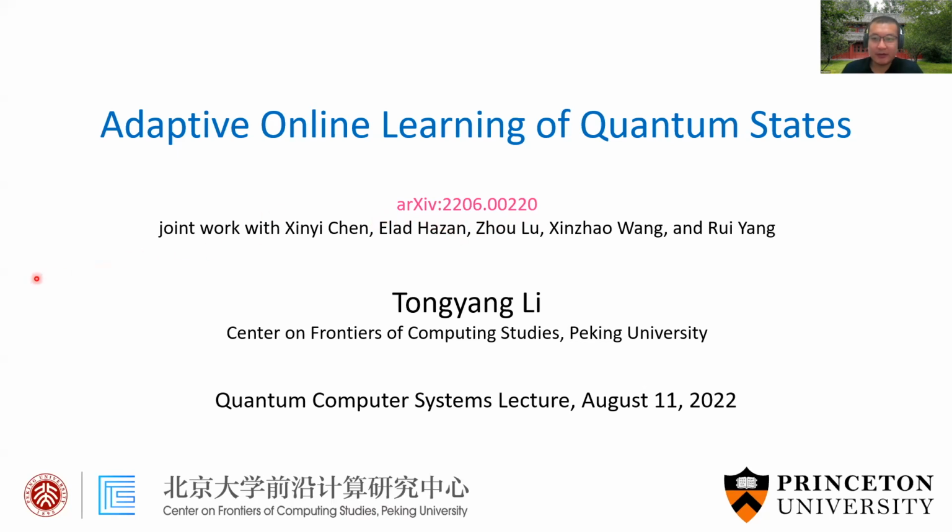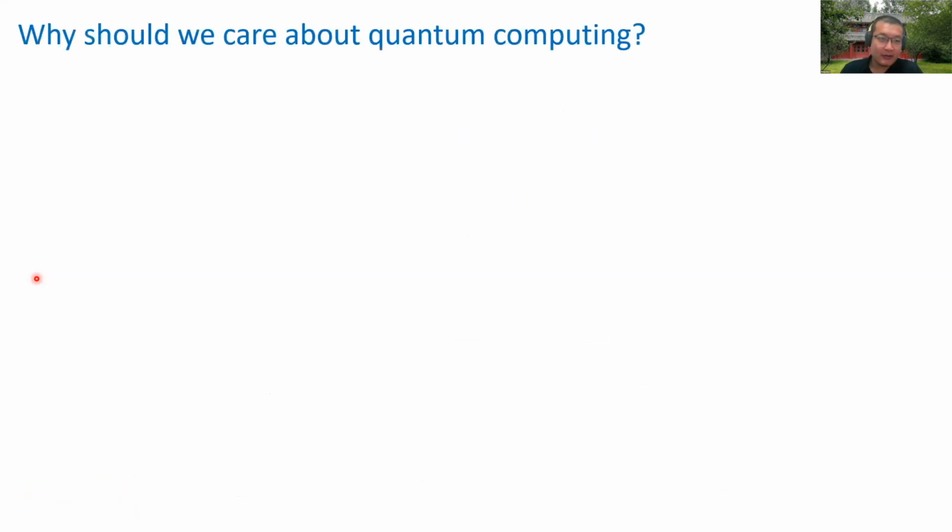So in general, this work is about algorithms in quantum computing. Maybe let's first talk about the high-level picture here. In general, why should we care about quantum computing? I guess there are multiple reasons, and there are many different perspectives.